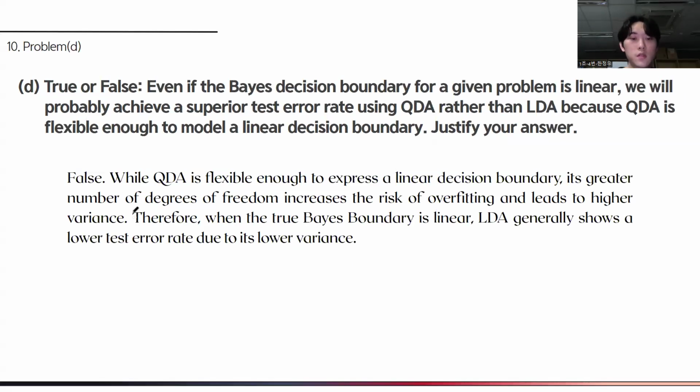The next problem, problem D, is to determine if the following statement is true or false. Even if the Bayes decision boundary for a given problem is linear, QDA is flexible enough to represent a linear decision boundary, and therefore it will achieve a lower test error rate than LDA. Answer: this statement is false.